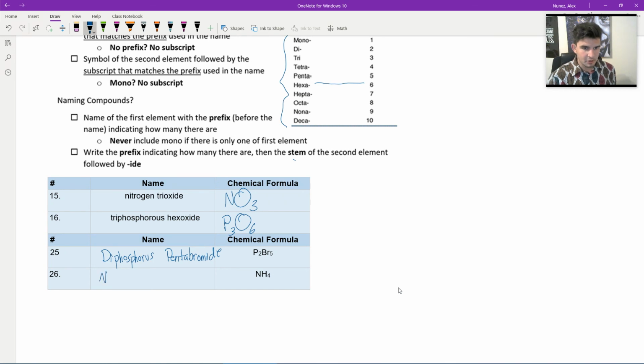Nitrogen is all by itself, so I just write nitrogen. And then there are 4 hydrogens. 4 is tetra. So I'm going to write tetrahydride.